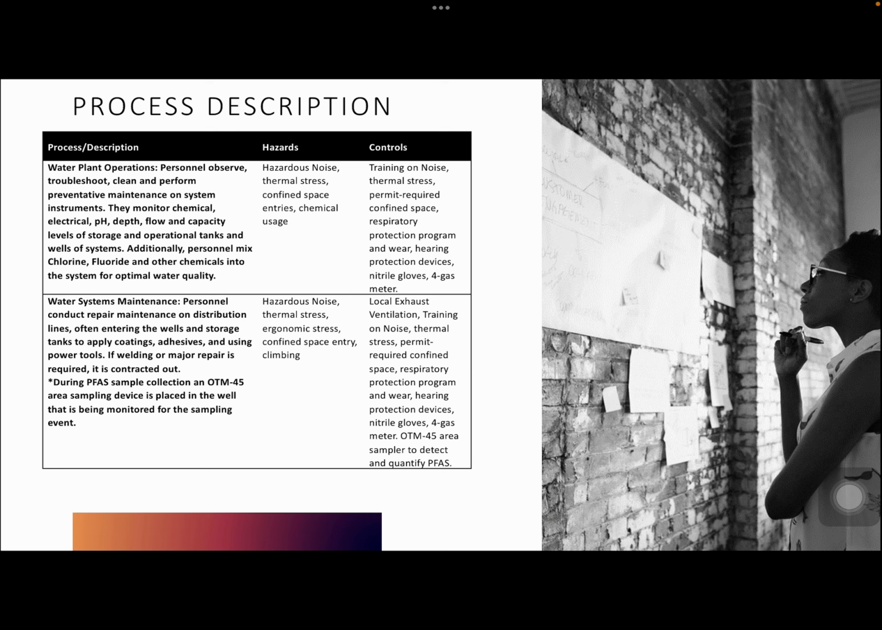For the maintenance side, personnel conduct repair and maintenance on distribution lines. They often enter the wells and storage tanks to apply coatings and adhesives and use power tools. And during PFAS sample collection, OTM 45 area air sample devices are used within the well to be monitored for the sampling event. Again, the hazards and controls are eerily similar, with the exception that now the OTM 45 area sampler is used to detect and quantify PFAS.